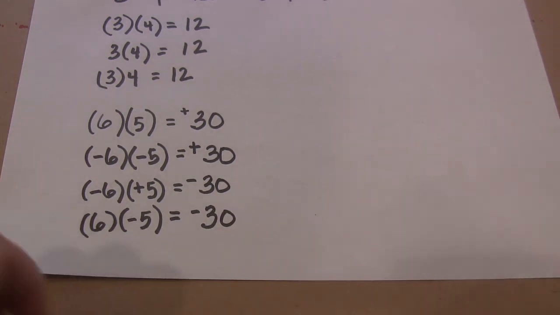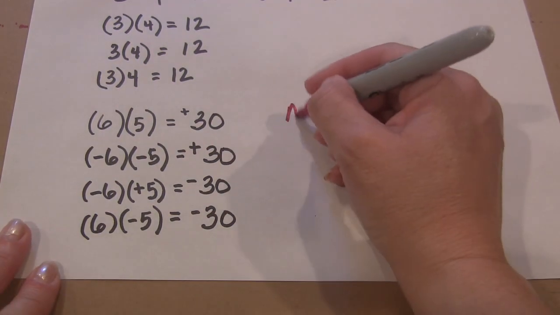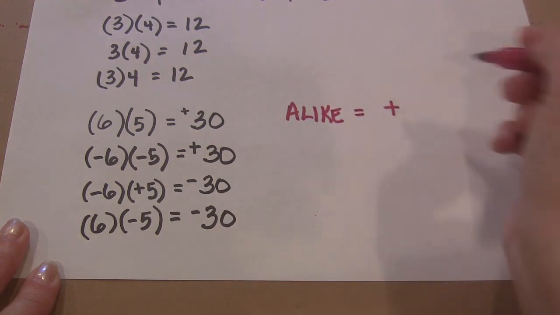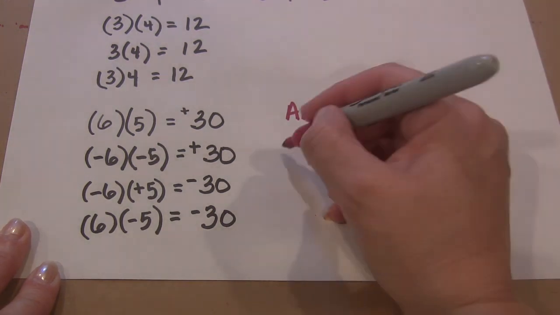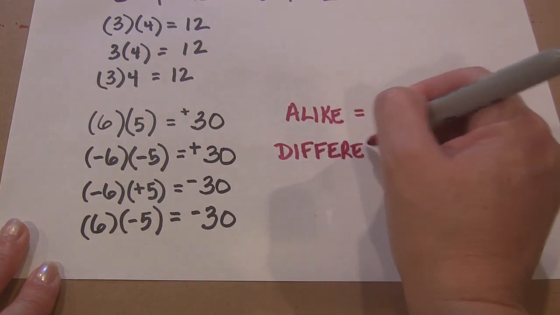So if you were to summarize your rules related to the multiplication of negative numbers, if you have like signs, your answer is going to be positive. If you have different signs, your answer is going to be negative.